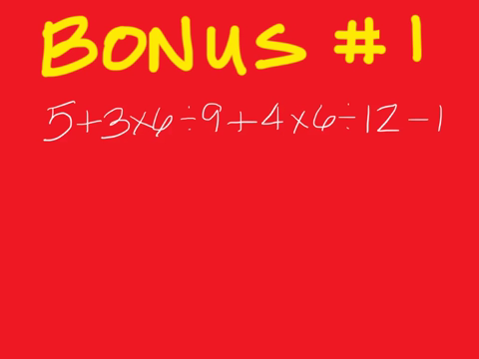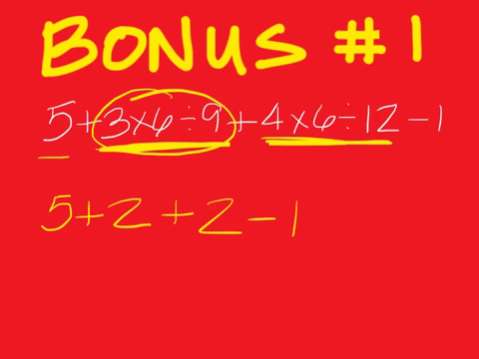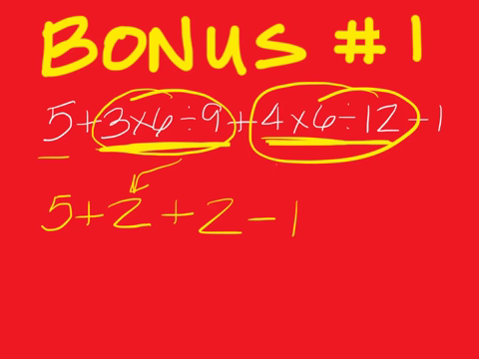On the bonus problem, it's 5 plus 18 divided by 9 is 2. Plus 4 times 6 divided by 12 is 2. And then minus 1. All these clusters of multiplication and division have to be done first. You just dwindle them down into this. So 5 plus 2 minus 1 is 8.